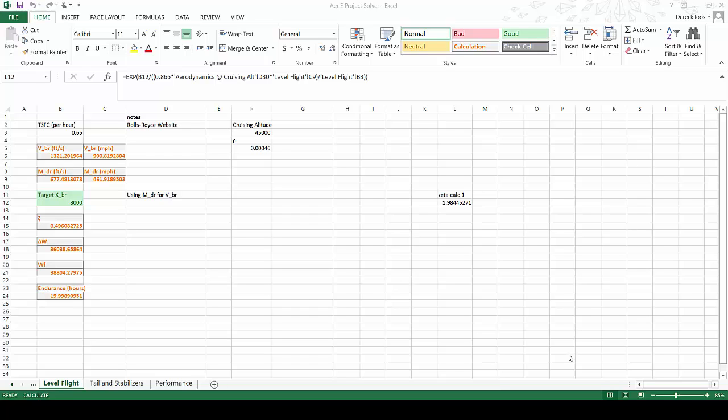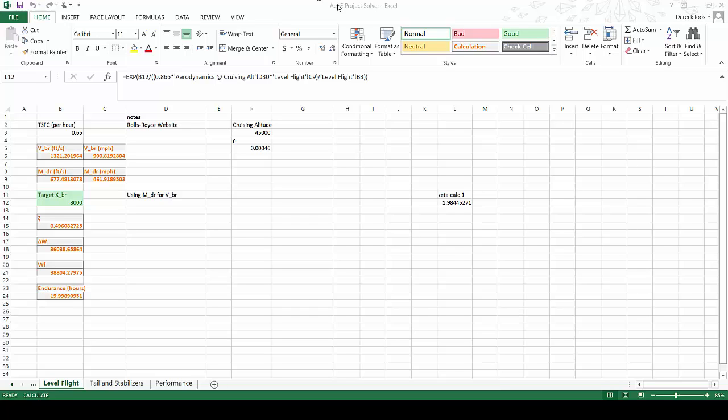First, I'll explain all the variables. TSFC is the fuel consumption rating for our specific engine. You can find this information online. You are already familiar with XBR, VBR, and MDR. The Greek letter zeta is how we're going to solve for how much fuel we need. Once we solve for zeta, we can find how much fuel we need and how much it weighs.